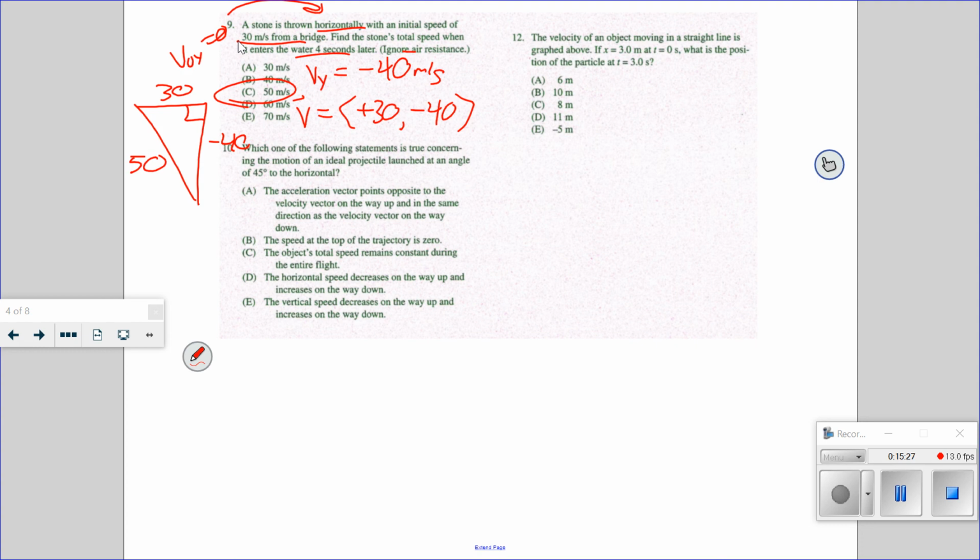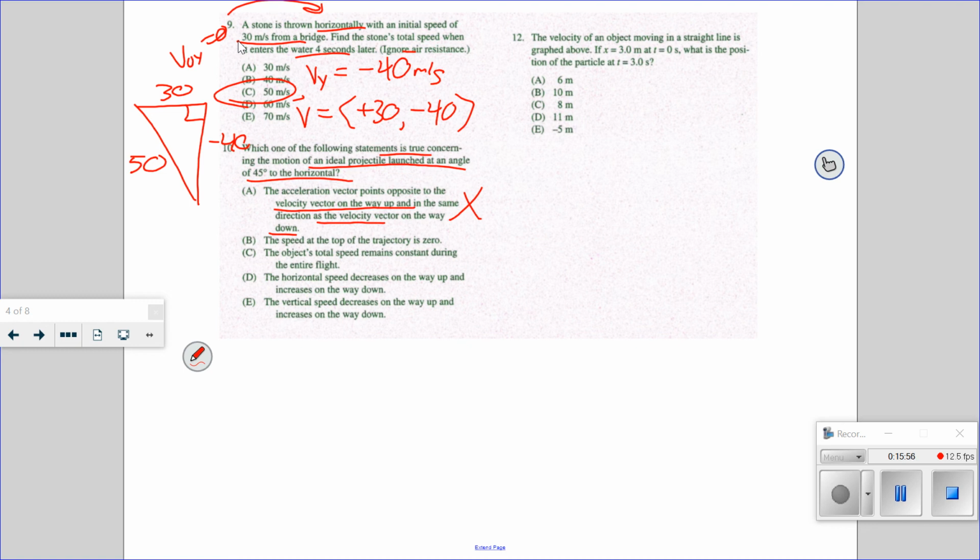Okay, and which one is true concerning an ideal projectile launched at a 45-degree angle? The acceleration points opposite the way up and the same on the way down? No, because we're launched at an angle, and the total velocity vector is always going to be at some weird angle. Except maybe it's perfectly horizontal only at the top. The speed at the top is 0? No, it's at a 45-degree angle. Okay, well, we're making progress. I narrowed it down to 3.